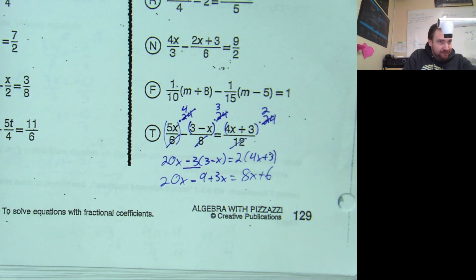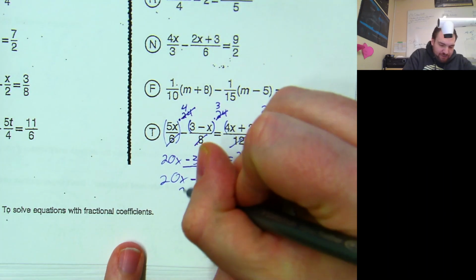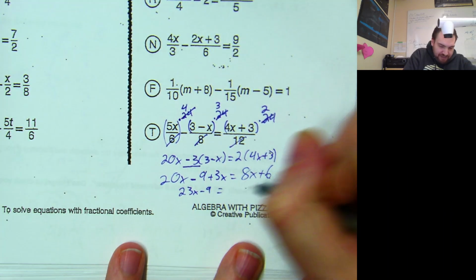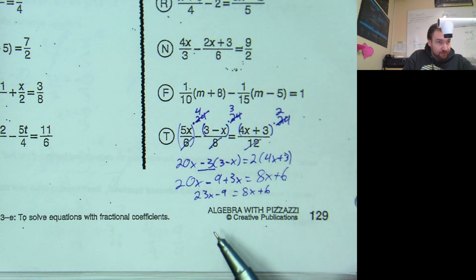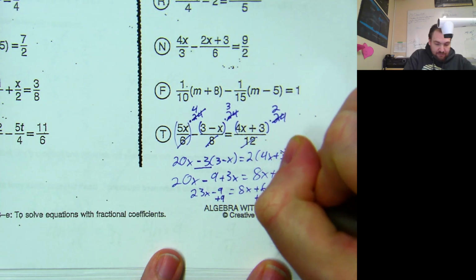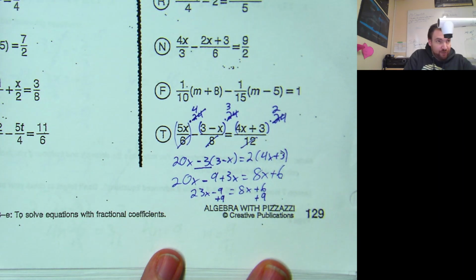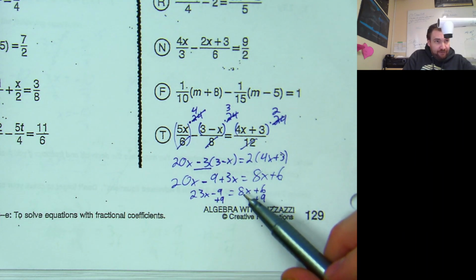Now I want to group, because that makes our life a little easier. I've got a 20x here, and I've got a plus 3x here. So this is going to be 23x minus 9 equals 8x plus 6. Now if I subtract, what am I going to do? Or you want me to add the 9 over? So I'm going to add 9 on both sides. Is that the only thing, or is there something else you want me to do in the same step? And how are we going to do that?